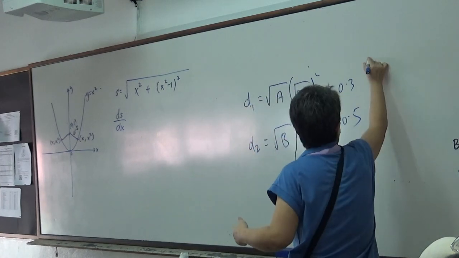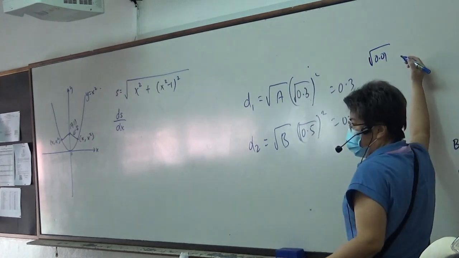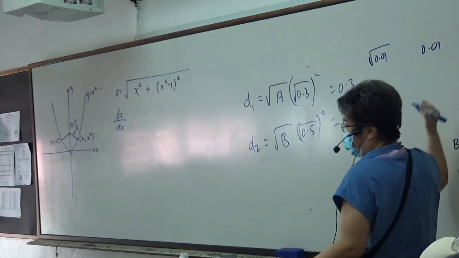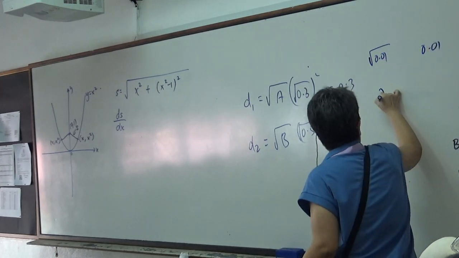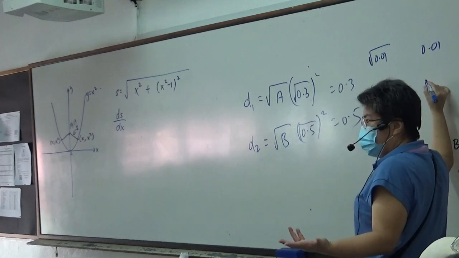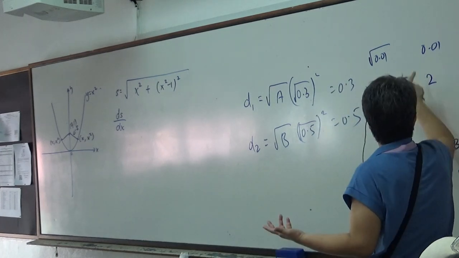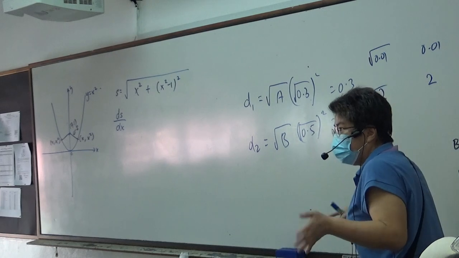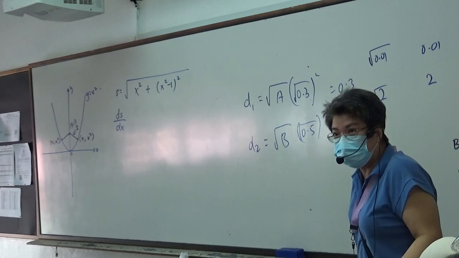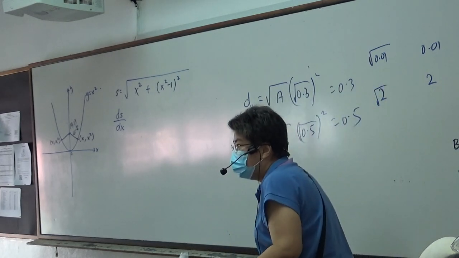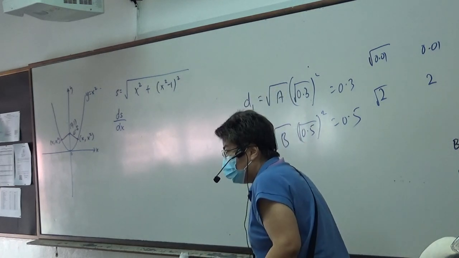Okay, repeat. Let's say I have 0.01. I square it, you'll be 0.01. Let's say if I have 2. I square it, you'll be what? 2. Can you see small and big? Same thing. It doesn't matter. Because inside must be a positive number. It's a distance.